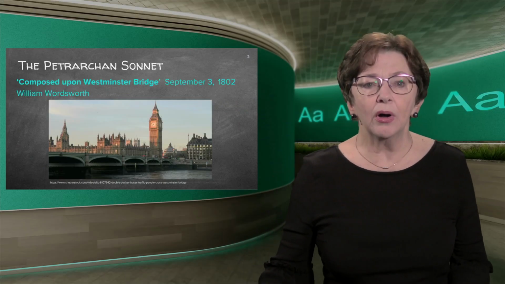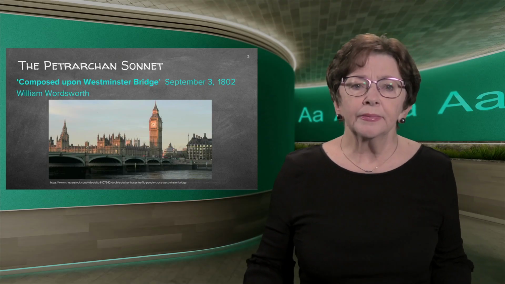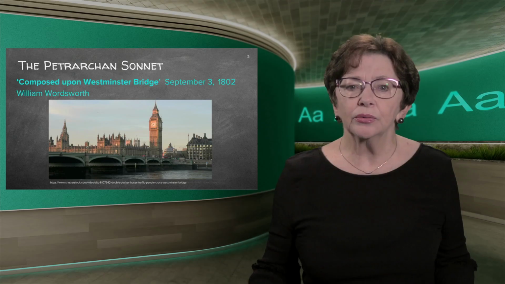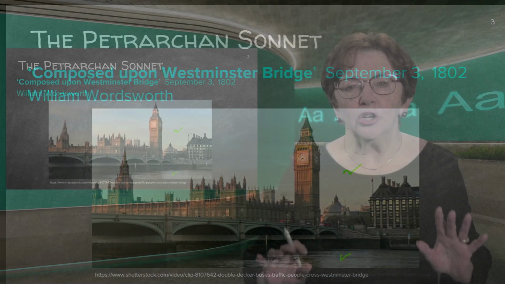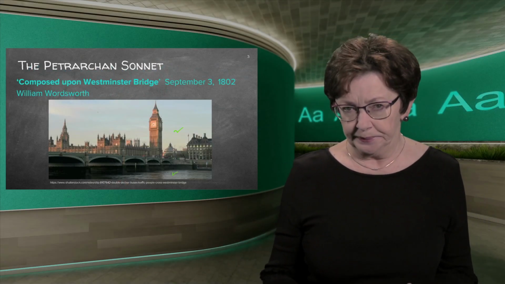As an example of the Petrarchan sonnet, we are going to give you Composed Upon Westminster Bridge by William Wordsworth. And it is a poem. It's basically just a reflective poem. It's a description of the River Thames and London. Can you see London with all its buildings and so on? In the early mornings, as he stood on Westminster Bridge, he observed something.